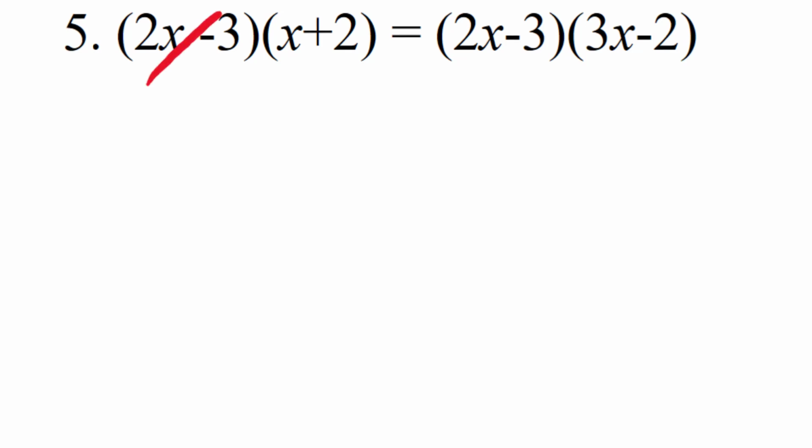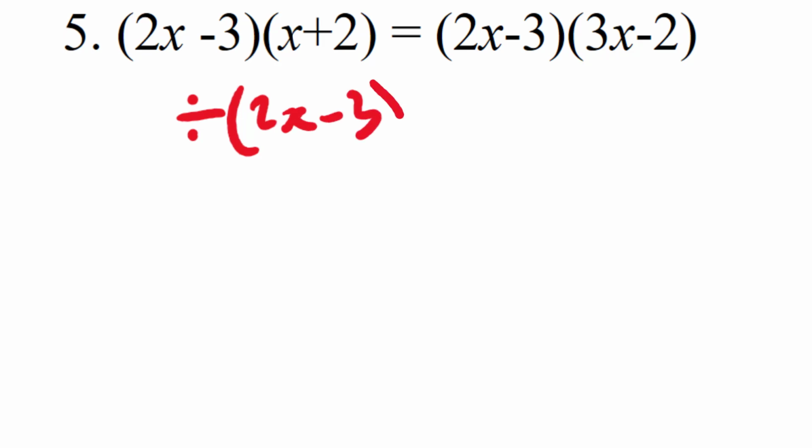Some of you just crossed that out, and then you have x plus 2 equals 3x minus 2, which leads to 2x equals 4. But it's not correct to cross this out, because what have you done when you cancel this? What you've done is you've divided by 2x minus 3 both sides. Now, what is the problem with dividing? Well, the only real problem is you can't divide by 0. Now, how do you know this isn't 0?